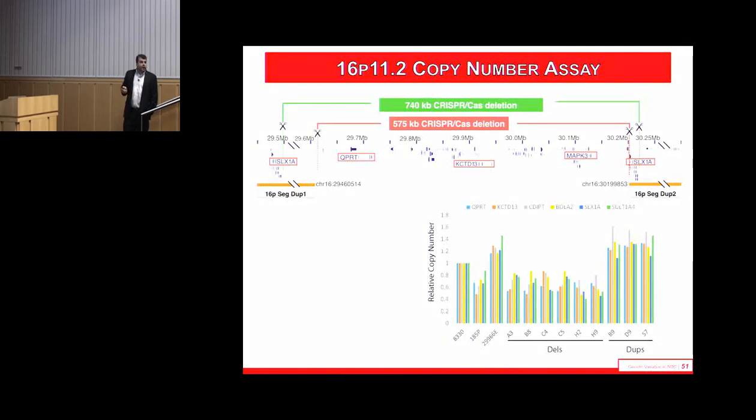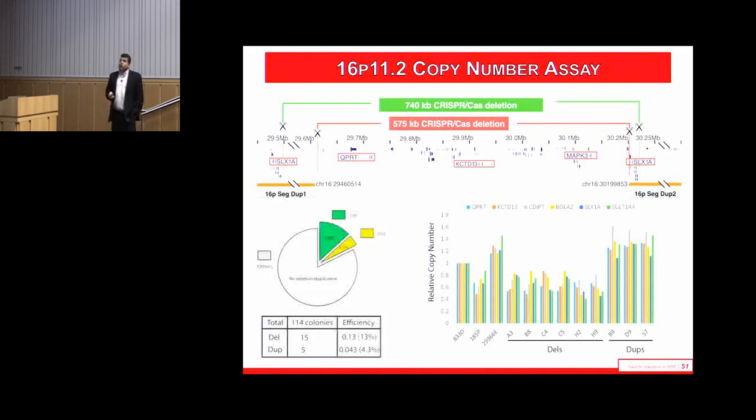And in fact, we did end up making duplication. And this occurred pretty frequently. So 13% of the time we were able to get NAHR-mediated deletion. 4.3% of the time we were actually able to generate NAHR-mediated duplication.